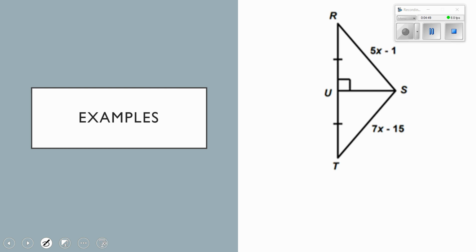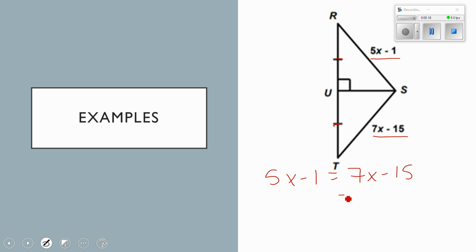To practice the perpendicular bisector theorem, all right, this looks like an altitude because there's the right angle, but we know it's more specifically a perpendicular bisector because this is cut into two equal pieces, which means we know that those two sides fulfill the perpendicular bisector theorem. We're going to set them equal to each other. So we're going to say 5x minus 1 is equal to 7x minus 15.